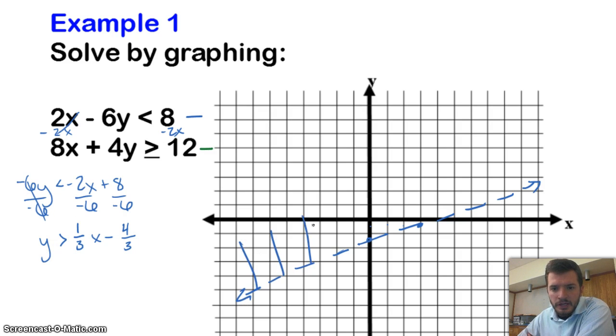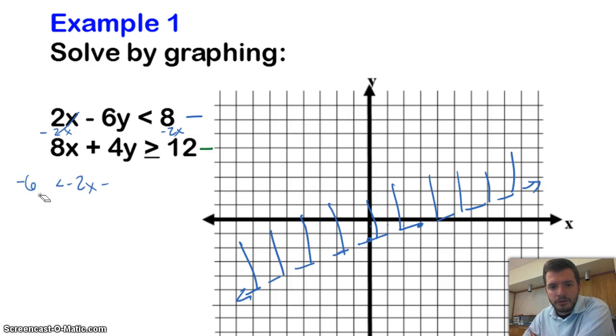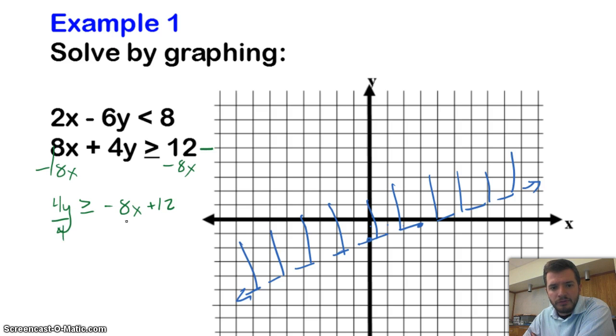For today, guys, I want you to just use the flares like I have here, and it'll make sense in a second why I do that. Let me get rid of this, and we're going to do the second one. Let me switch colors, go back to green. Again, I'm going to solve for y, so subtract 8x. This will be 4y is greater than or equal to -8x plus 12, and divide by 4.